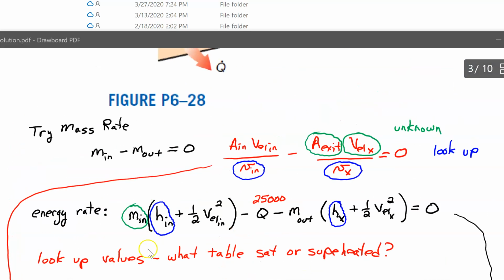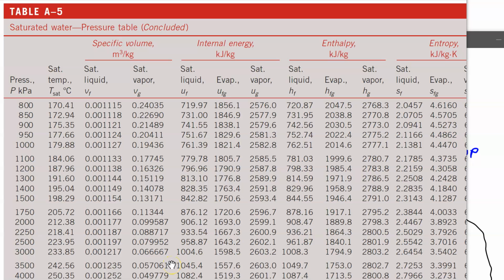Okay, so now I'm going to look up the values. Question is, what table? Saturated or superheated? See if you can find out. Well, to determine if it's superheated or saturated, usually I go to the saturated table. In this case, I'm going to the pressure saturated table, table A5. The inlet is 800 kPa, which is the first row in this column. It would boil at 170 degrees centigrade, but it's going in at 400, so it's a lot hotter than the boiling temperature. That tells me the steam is superheated.